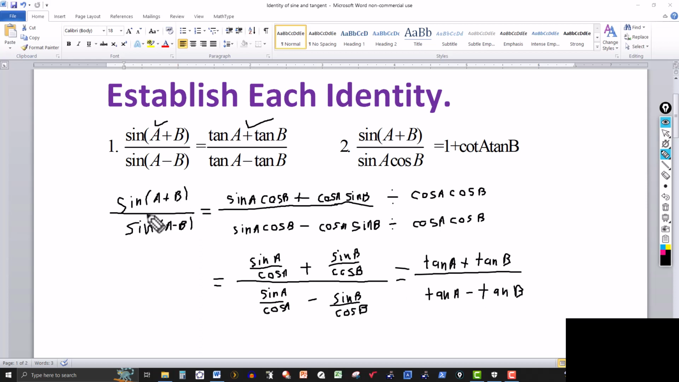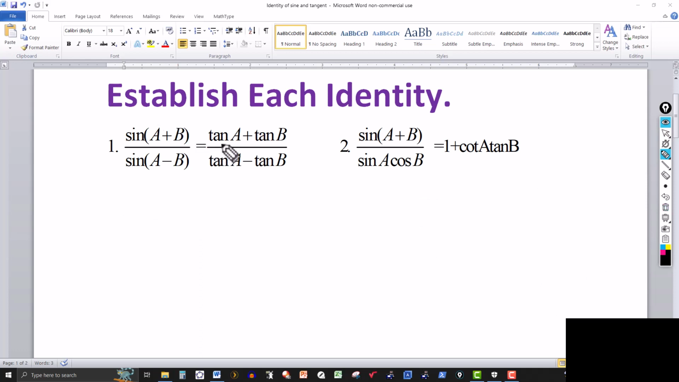So we start off then, sine of A plus B over sine of A minus B. Doing all of this here is equal to tangent of A plus tangent of B over tangent of A minus tangent of B. There's your information.